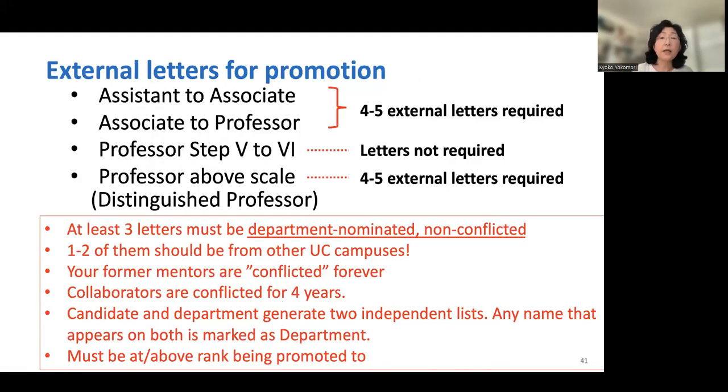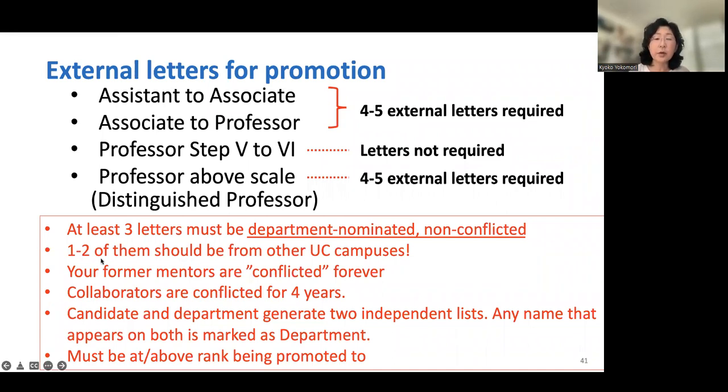Okay. And I just wanted to point out a couple of things about external letters. By this time, the department should have already invited letter writers. Those are required for promotions to professor and above scale. You need 4 to 5 external letters, and at least 3 letters must be department nominated and non-conflicted.